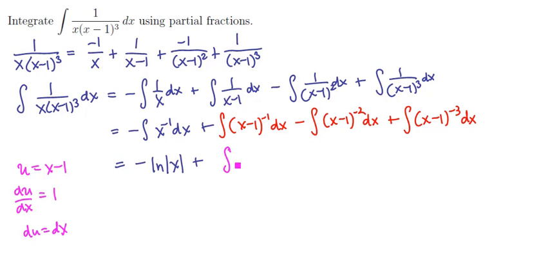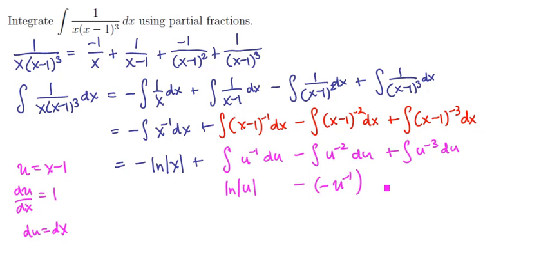So the first integral just becomes the integral of u to the minus 1 du. The second is the integral of u to the minus 2 du. The third is the integral of u to the minus 3 du. And so we can integrate each one of these in turn. The first one will give us a natural logarithm, and the other ones will give us power functions. u to the minus 1 times negative, and u to the minus 2 times negative 1/2.